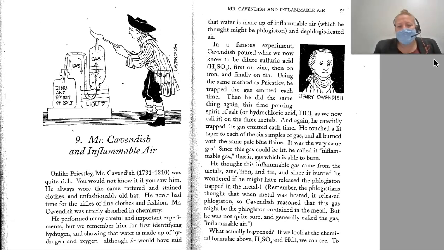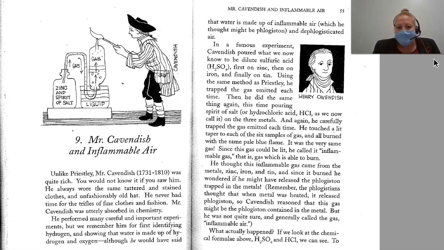In a famous experiment, Cavendish poured what we now know to be dilute sulphuric acid first on zinc, then on iron, and finally on tin. Using the same method as Priestley, he trapped the gas emitted each time. Then he did the same thing again, this time pouring spirit of salt, or hydrochloric acid, HCl as we now call it, on the three metals, and again he carefully trapped the gas emitted each time.